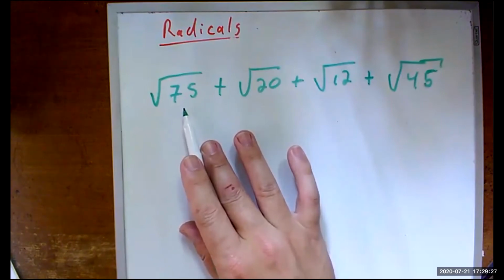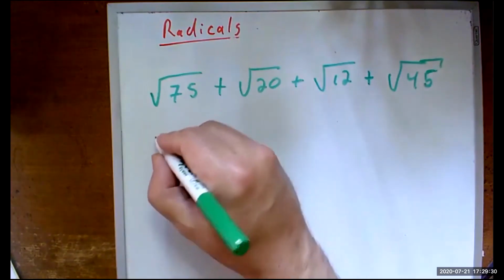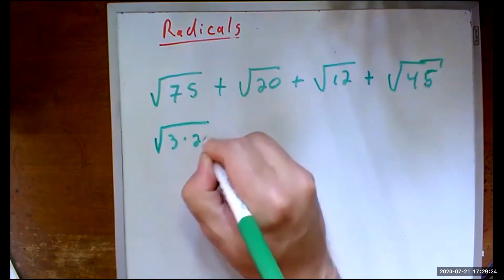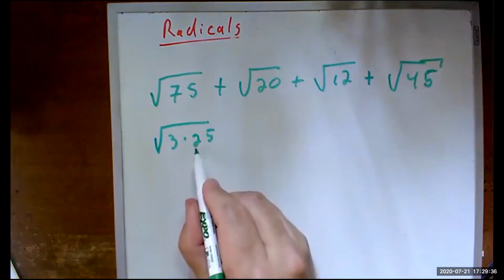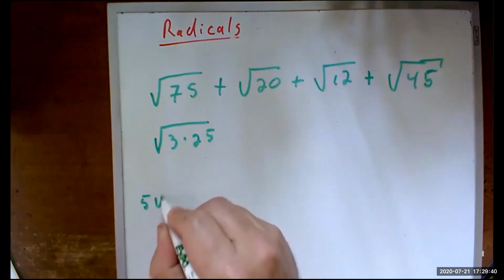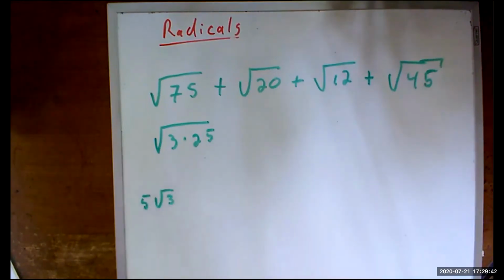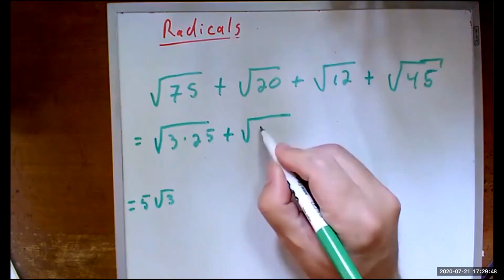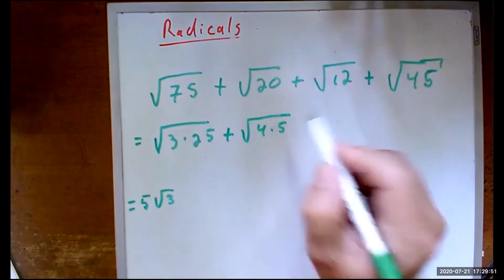First thing I'm going to do is simplify all of these. I'm going to do it the fast way. If you have questions about where something came from, do ask me and I will try to clarify it. So 75 is the same as saying 3 times 25. 25 is a perfect square, so it can come down to 5 square root 3.